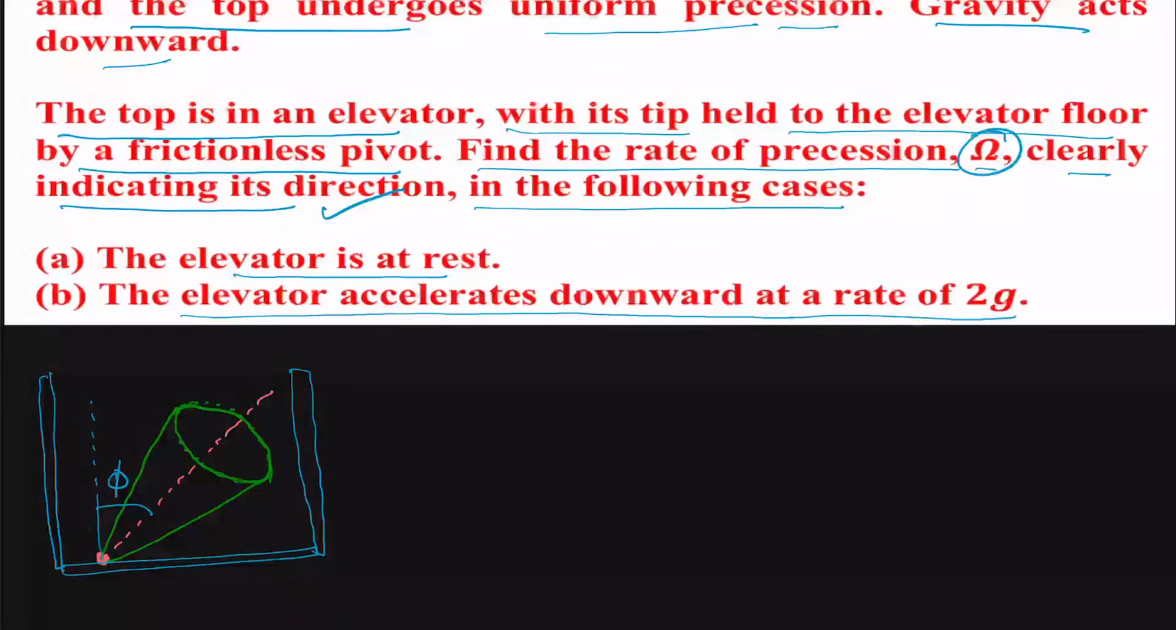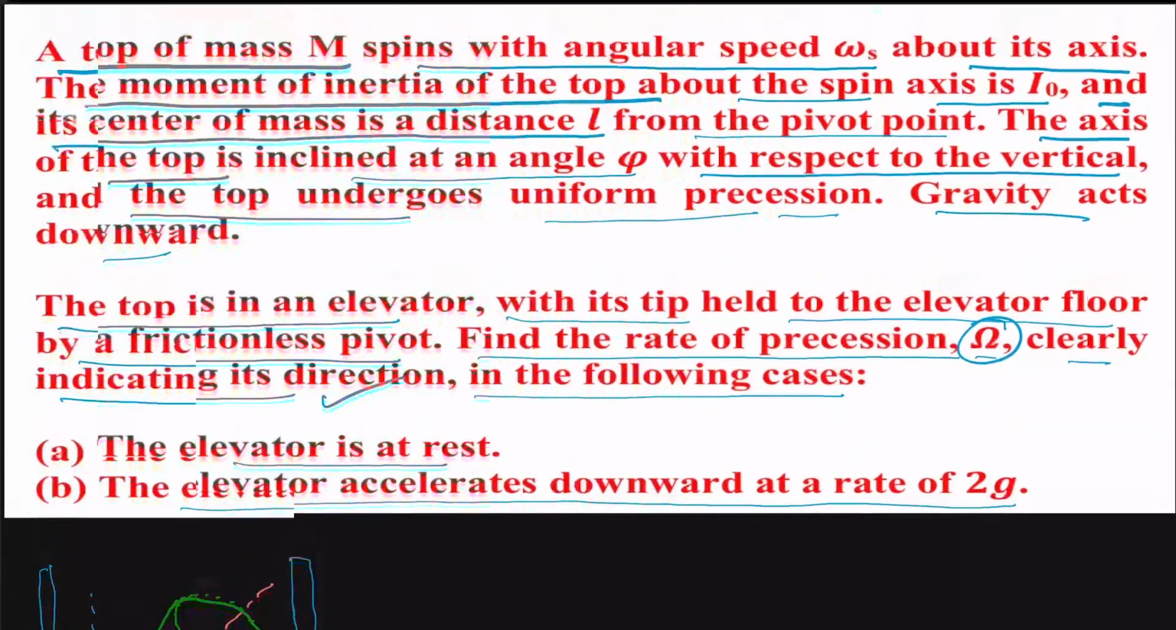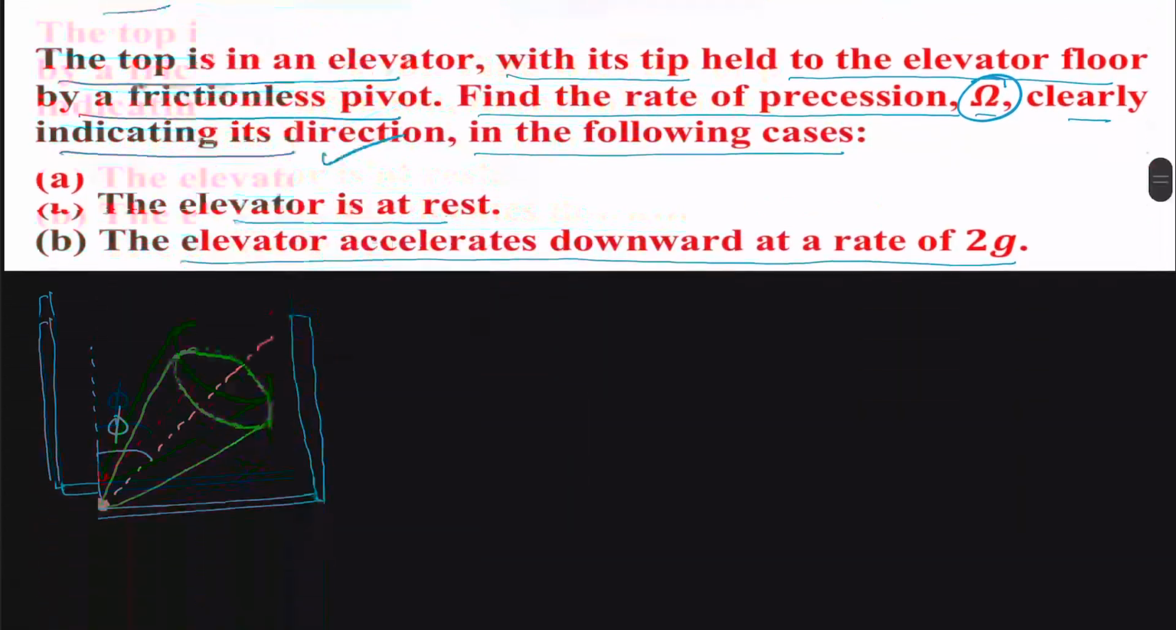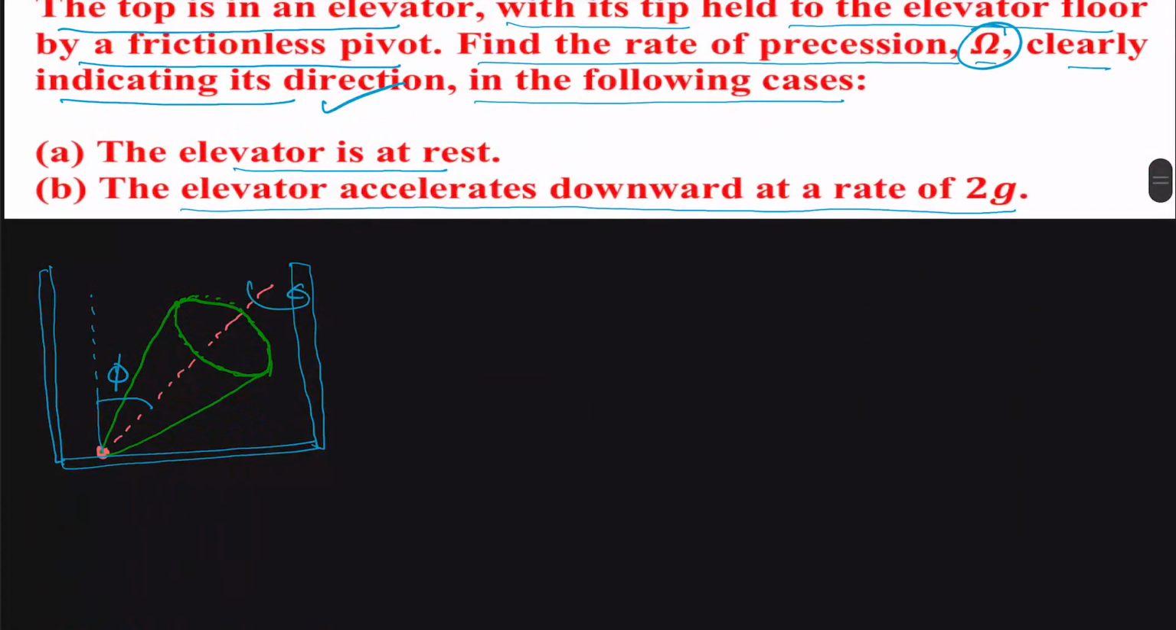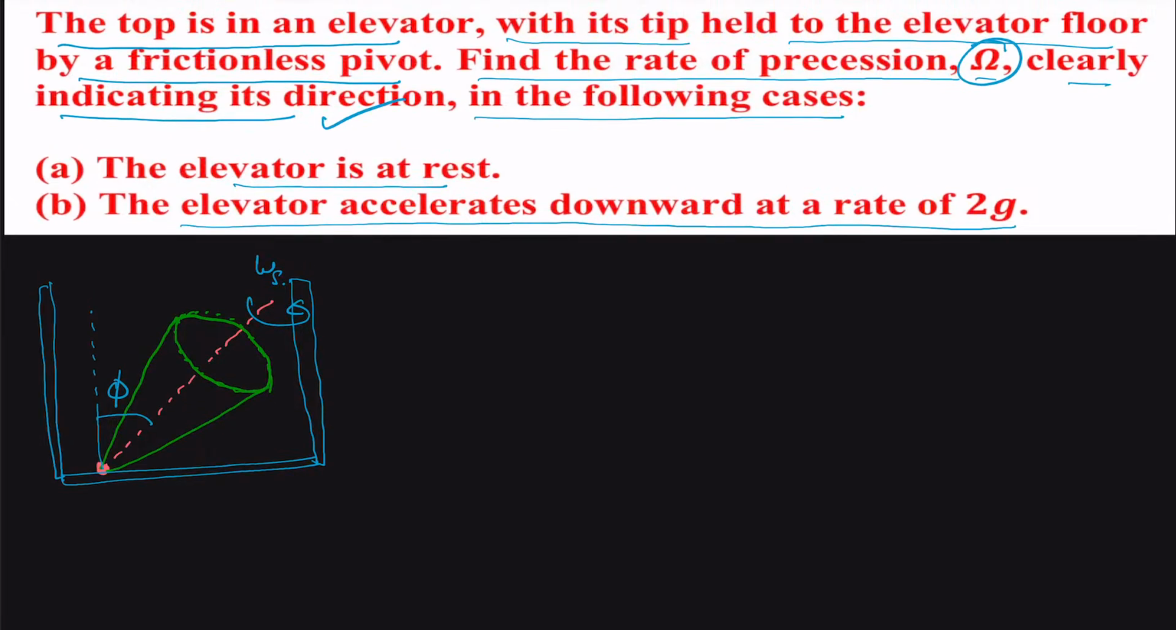And it states that it has a spin angular speed, that is Ws, and it is rotating in this direction with a spin angular speed of Ws. Moment of inertia is given to us as Is, and the rate of precession is omega. So the omega will be around this vertical axis, and we are going to find out its direction for two cases. Here I am not going to draw the direction, but it will be along this vertical axis. That's the only thing here.